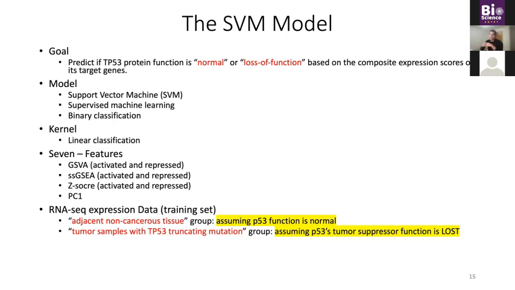So with the linear classification, we have 7 features for the CES score, because for the first 3 features we have both activated score and repressed score. For the principal component analysis, only the PC1. So in total, we have 7 features. And we demonstrated the SVM model in 2 types, lung cancer and breast cancer modeling. For the training samples, we use normal and the truncating mutation cases.